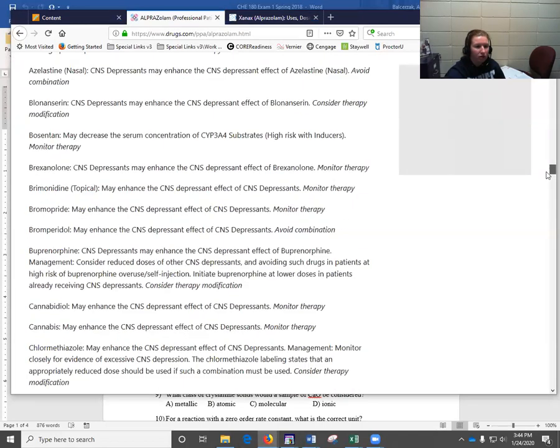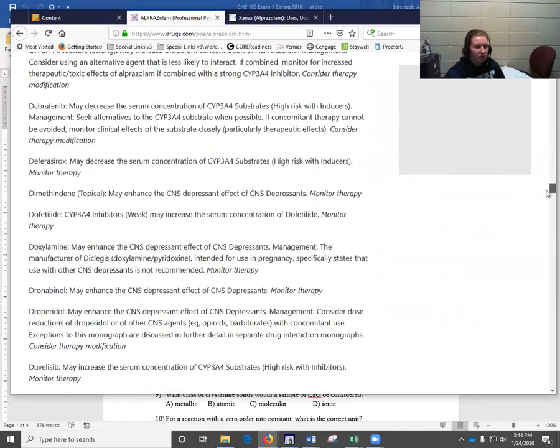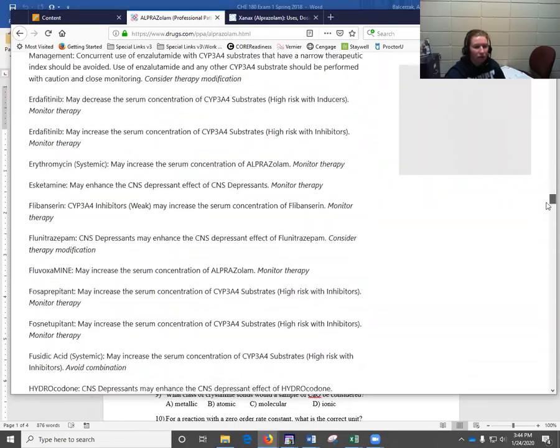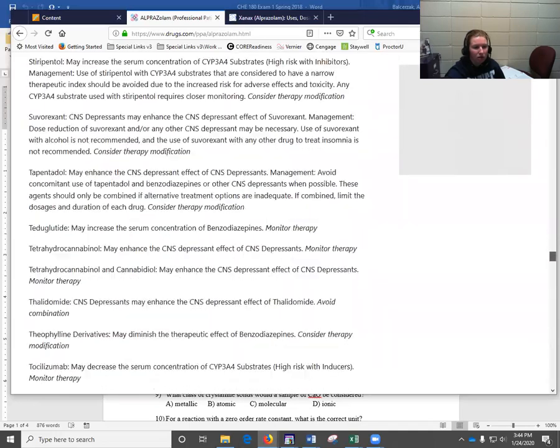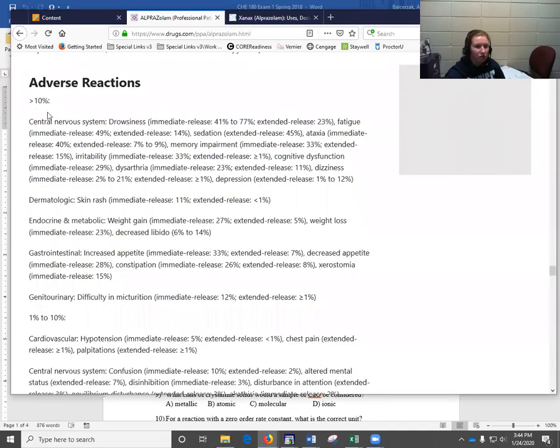There's a whole lot of drug interactions on this site. Again, don't list them all. Don't copy and paste them. There are some adverse reactions. This is a good way where it says the common ones, greater than 10% of patients.